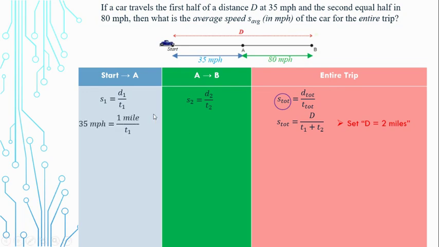So from here, I can just do the same process. S1 is 35 miles per hour, which is given. D1, I just replace with 1 mile, which is over T1.